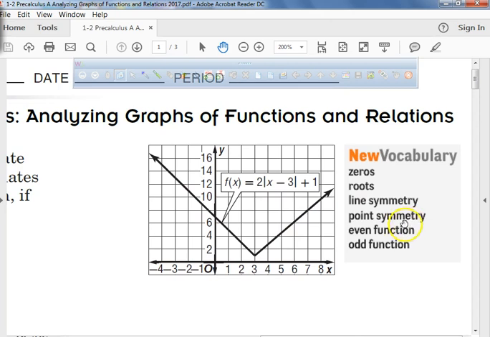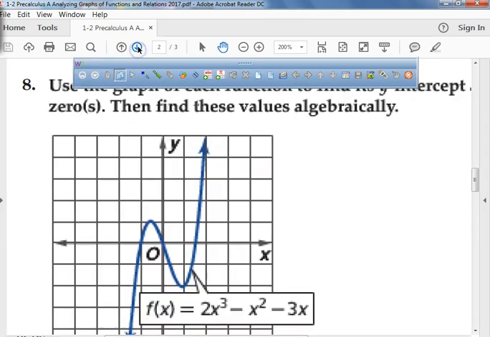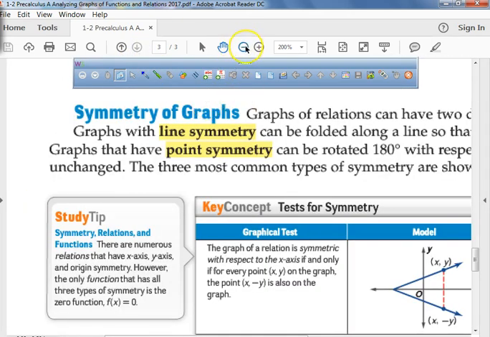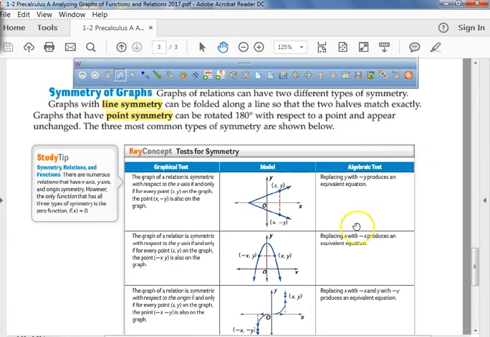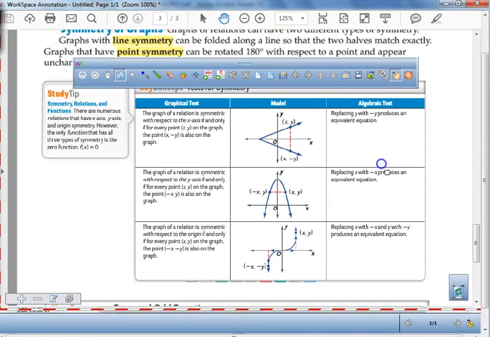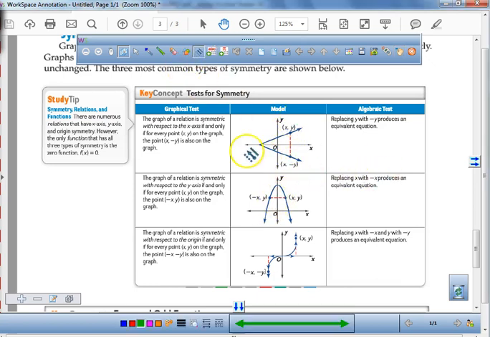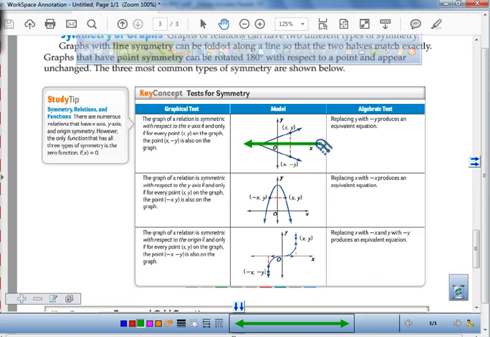Now, remember, we have line symmetry, point symmetry, even, and odd functions. And by the way, what you should have in your journal already, I'm going to zoom out real quick and take a screenshot of this. This should be in your journal already, okay? These graphs right here have what's called line symmetry. Can everybody clearly see that the line that splits this graph is through the x-axis? And this graph is split perfectly symmetrically through the y-axis.